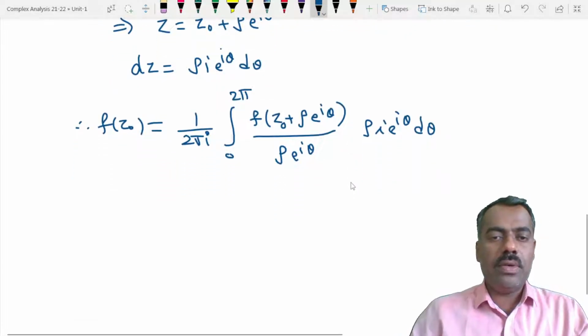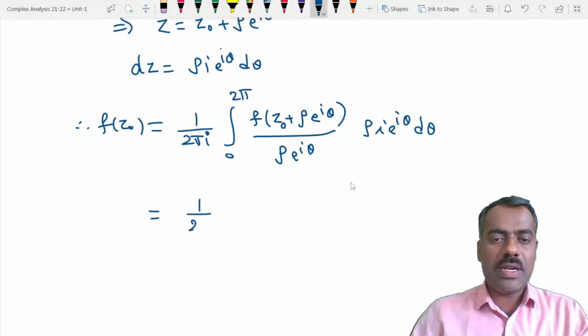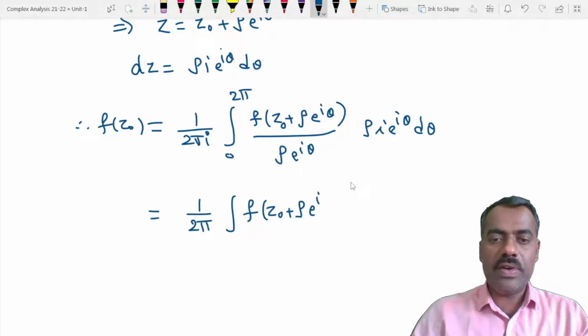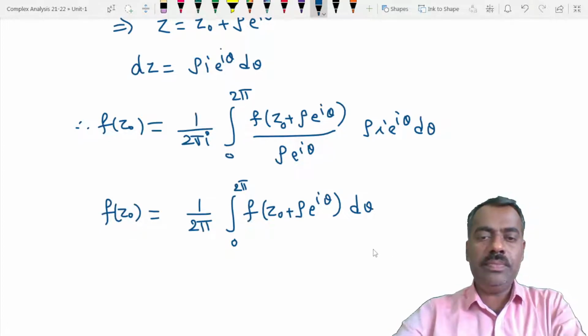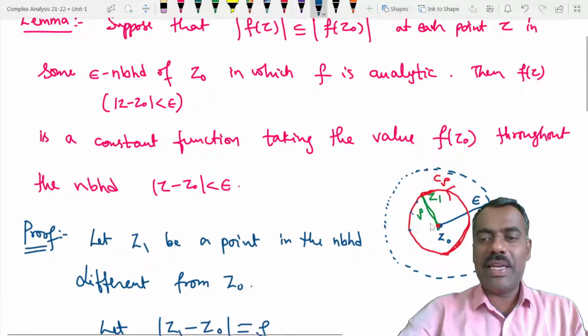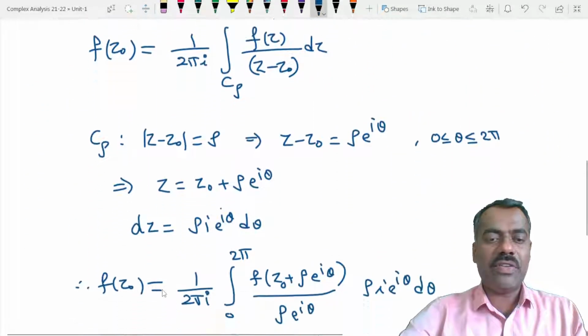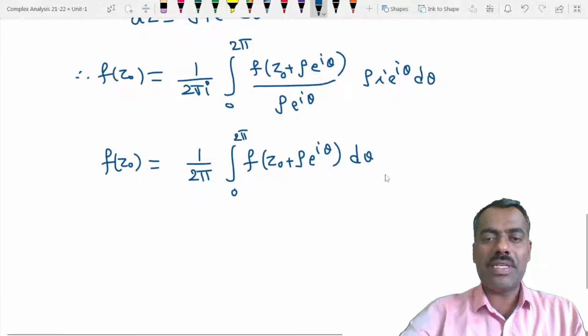Okay, so all the terms get cancelled. This rho e^(i theta) gets cancelled, and what remains is 1 by 2 pi times the integration of f(z0 + rho e^(i theta)) d theta from 0 to 2 pi. Remember, z0 + rho e^(i theta) is any point on the circle, not only z1, it is any point here. So we got that f(z0) is 1 by 2 pi times the integration of this.